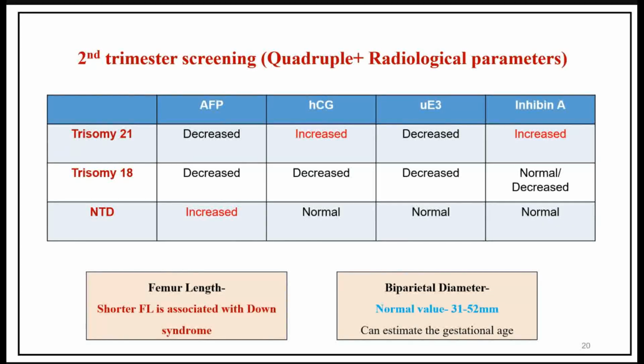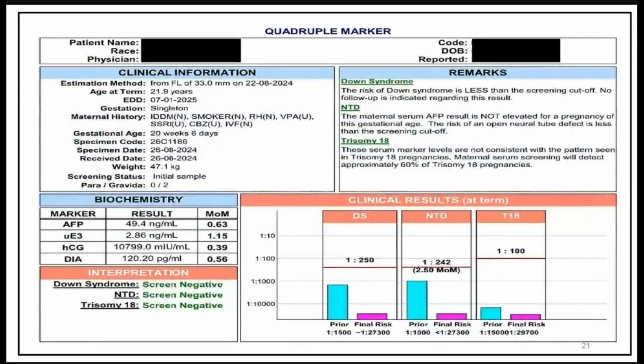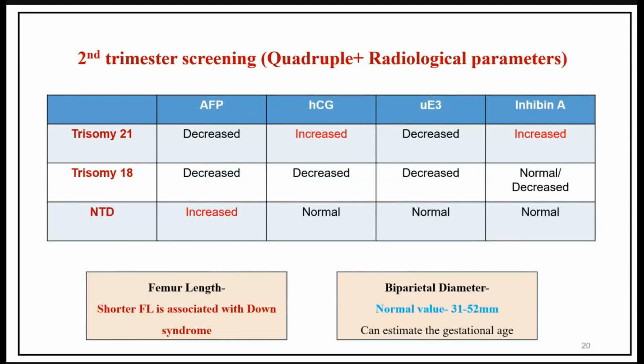It contains AFP, HCG, beta HCG, then estriol, unconjugated estriol, and inhibin A, and it can screen for trisomy 21, 18, and NTD. Then it also contains radiological parameters of femur length and biparietal diameter. For trisomy 21, there's an increased beta HCG and inhibin A, and the other two parameters are decreased. For NTD, we have only AFP measurement that has increased. And for trisomy 18, inhibin A is usually decreased or normal, and the other parameters are decreased.